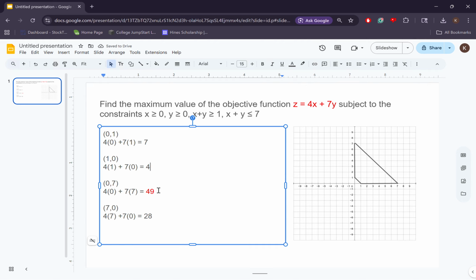And so the answer to the question, find the maximum value of the objective function z equals 4x plus 7y, subject to the constraints x is greater than or equal to 0, y is greater than or equal to 0, x plus y being greater than or equal to 1, and x plus y being less than or equal to 7. The answer is the point (0, 7), and the maximum value is 49. Thank you.